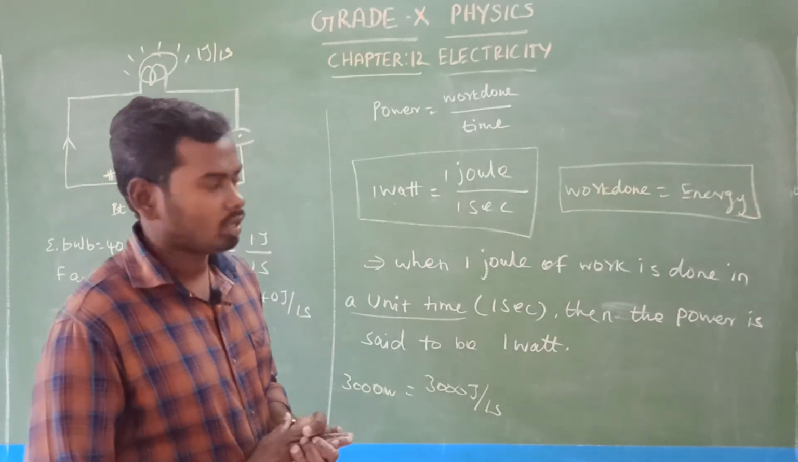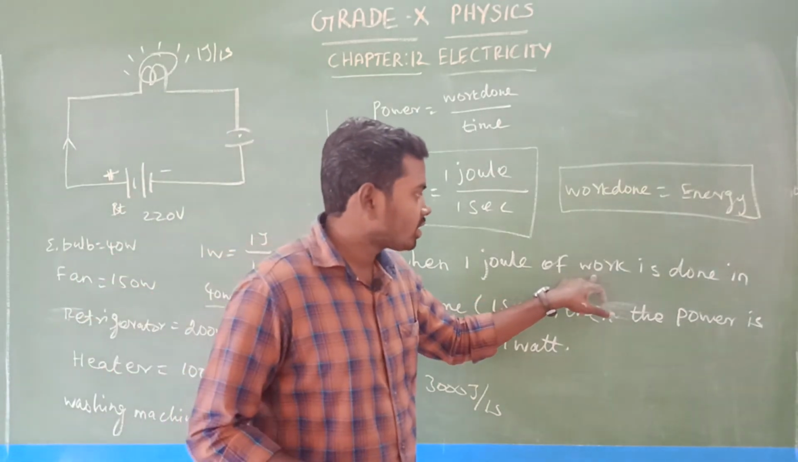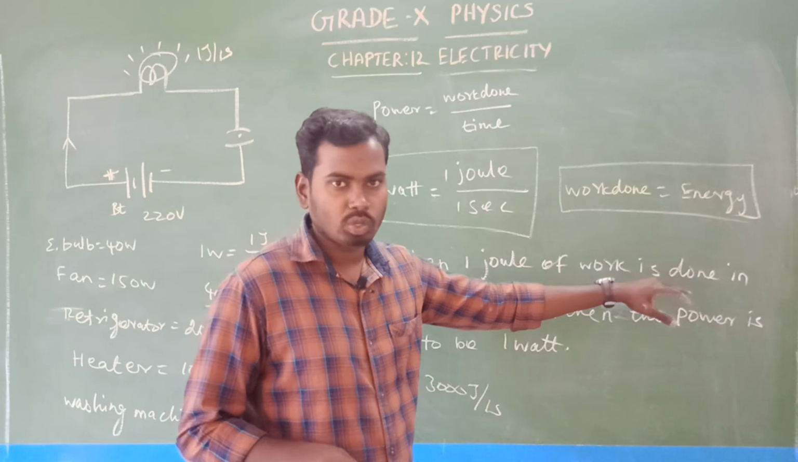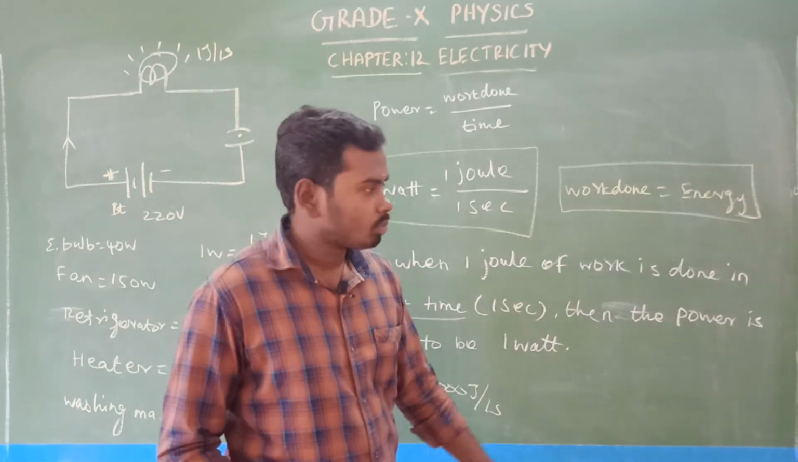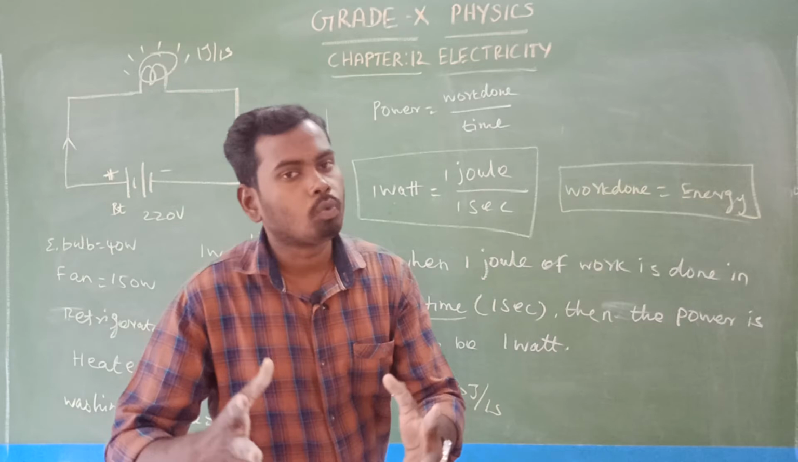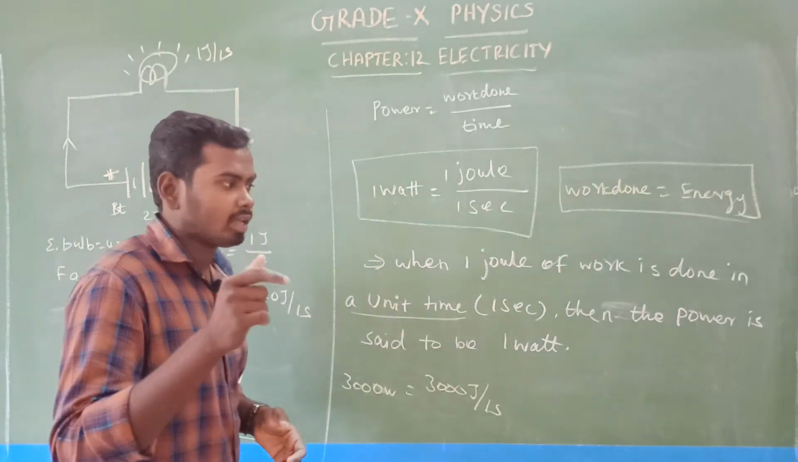Very easy one. So already we know work done is equal to energy. When work is done, an equal amount of energy is consumed. So we can write work done is equal to energy. Work and energy both are equal. Is it clear? Look here.